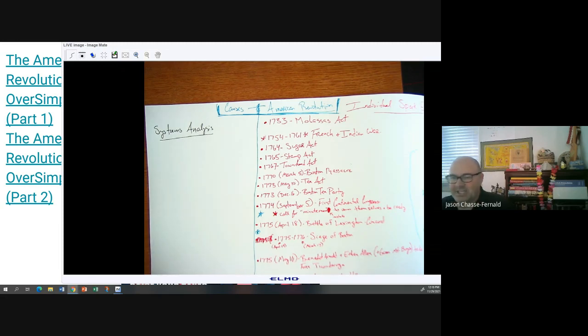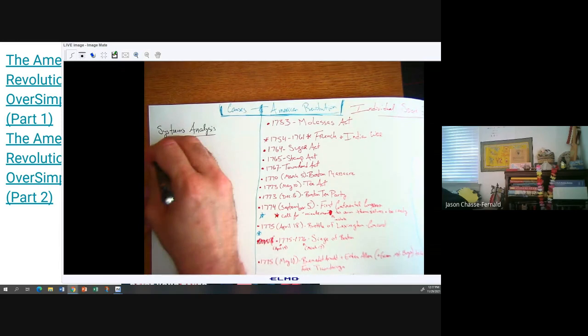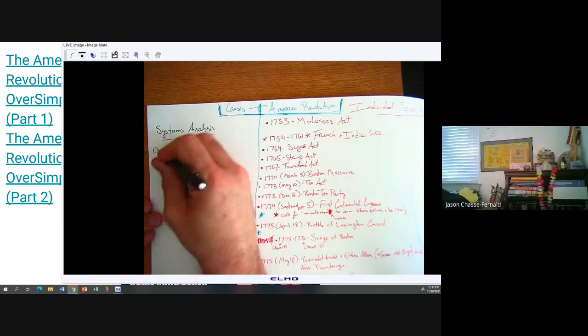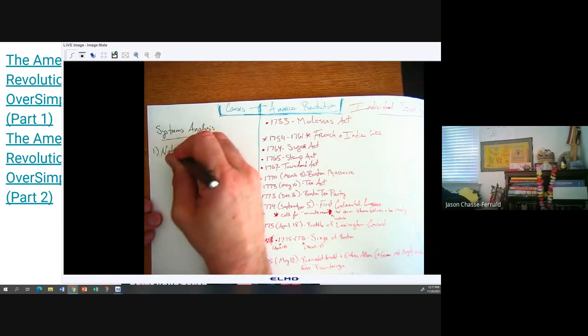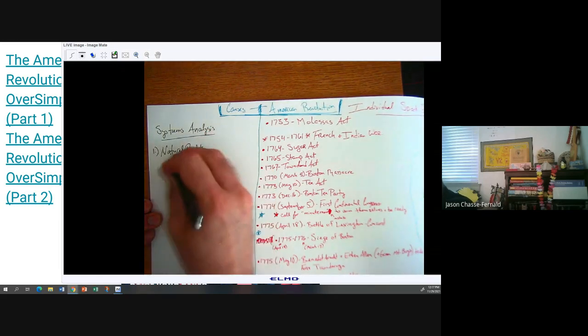The only difference here is that you know a lot about the American Revolution, so you know the minutia associated with these events. So what we're going to do with this systems analysis is what we've done the entire year: I'm going to give you categories of analysis, and the question is, do these fall in as evidence for these categories of analysis or not? Let me give you a couple of examples of categories of analysis. Number one, natural rights. What am I referring to here? I'm referring to the Enlightenment.